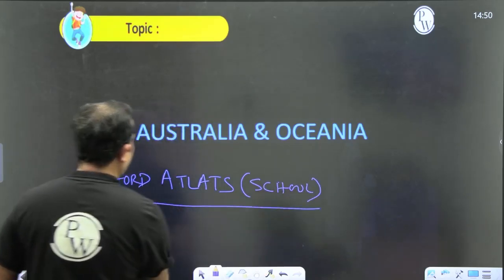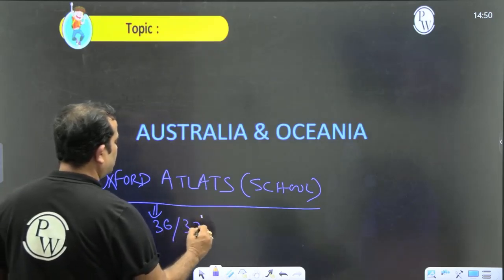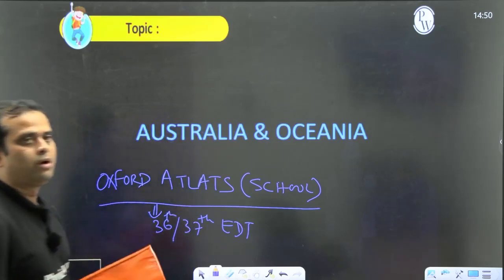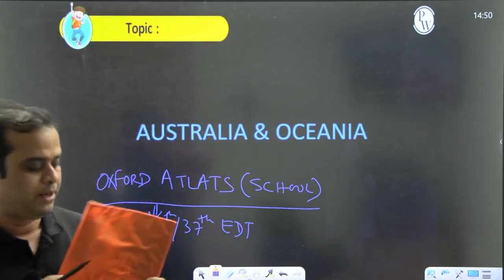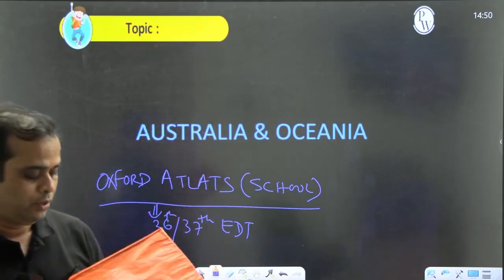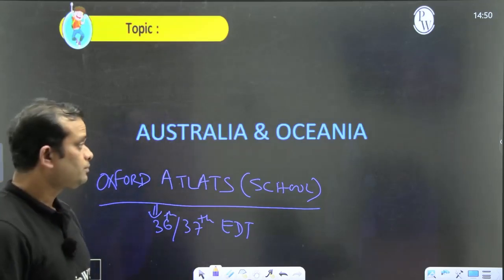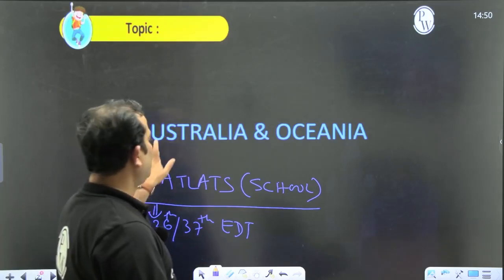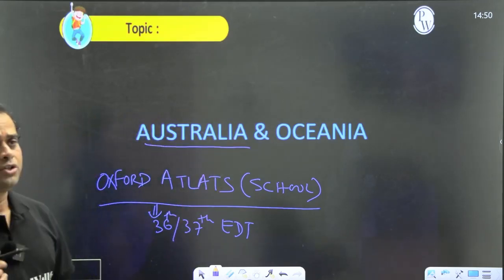It is very good, and if you go for the new edition, the 36th or 37th edition, it is even better. This is the book that I prescribe to all of you: the Oxford School Atlas. It is a very good atlas.